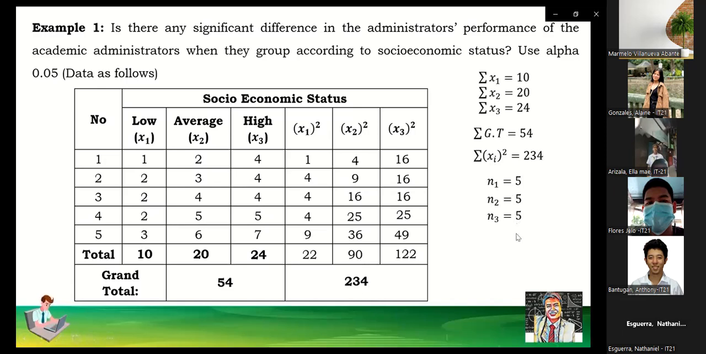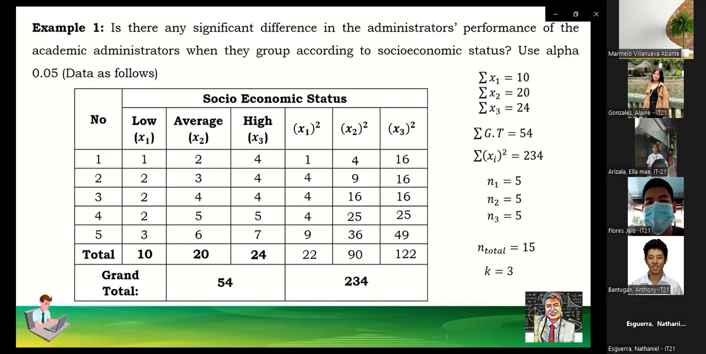Okay? So, next is n total. Ilan yung pinaka-total nilang lahat ng bawat data natin or samples natin. Para madali mo magawa, kunin mo muna yung sample size ng bawat data mo or bawat group mo. Then add up mo, that is the n total. Okay? Yan lang yung data na kailangan natin para makapag-proceed dun sa formula.